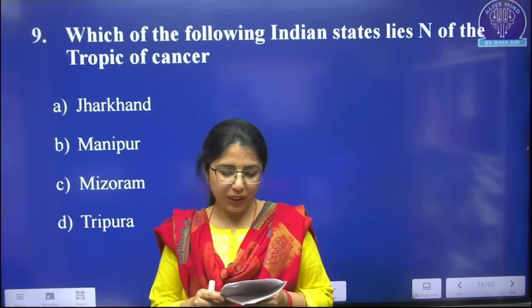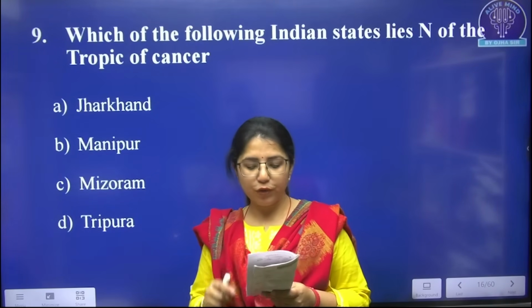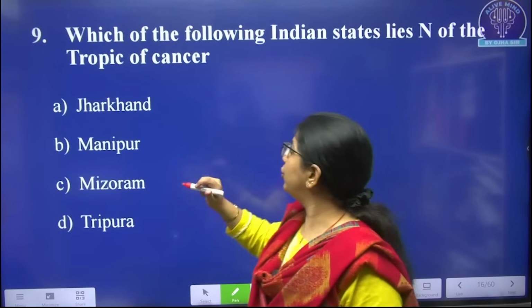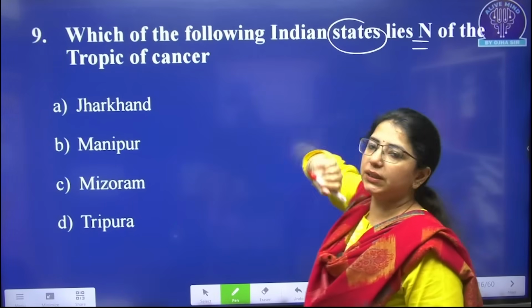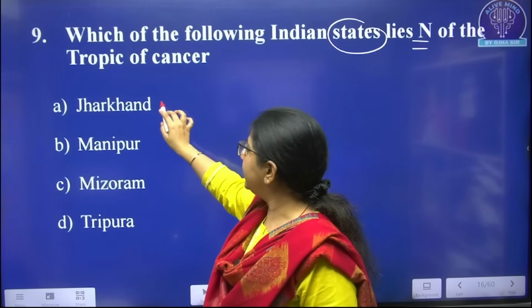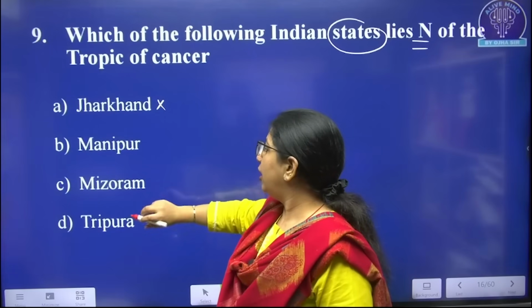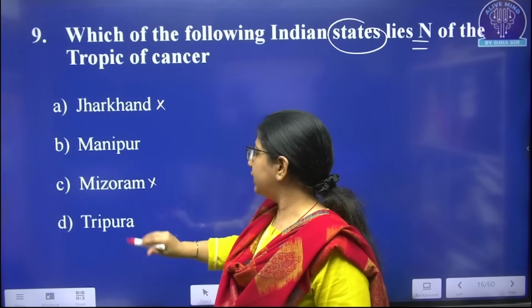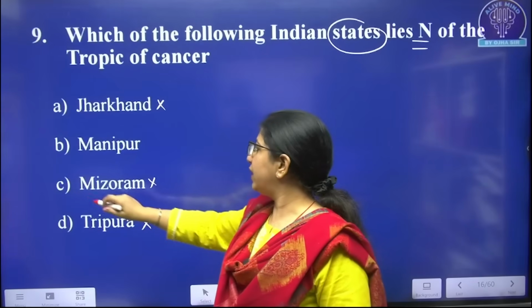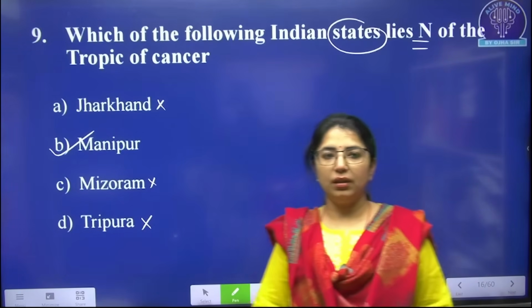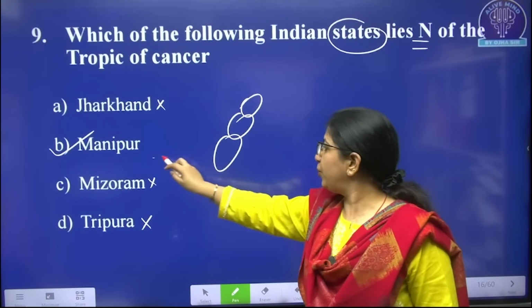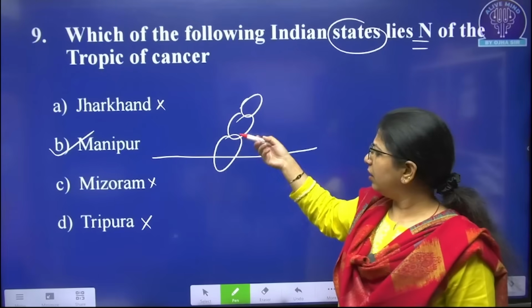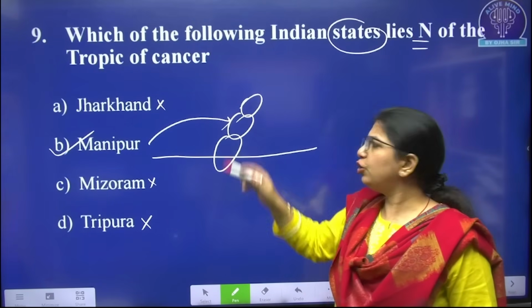Which of the following Indian states lies north of the Tropic of Cancer? Now how have they asked the question? The state which lies north of the Tropic of Cancer. Jharkhand lies on the Tropic of Cancer. Mizoram lies on the Tropic of Cancer. Tripura also lies on the Tropic of Cancer. So the answer is B. Because Nagaland, Manipur and Mizoram, if the Tropic of Cancer is crossing this, it is obvious Manipur is north of it.